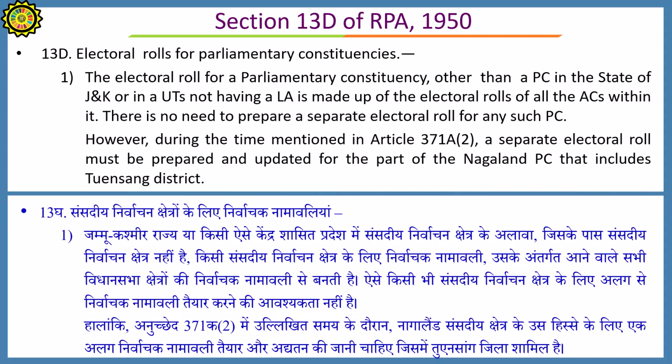Subsection 1 says, the electoral roll for a parliamentary constituency, other than a parliamentary constituency in the state of Jammu and Kashmir or in union territories not having a legislative assembly, is made up of the electoral rolls of all the ACs within it. There is no need to prepare a separate electoral roll for any such parliamentary constituency.